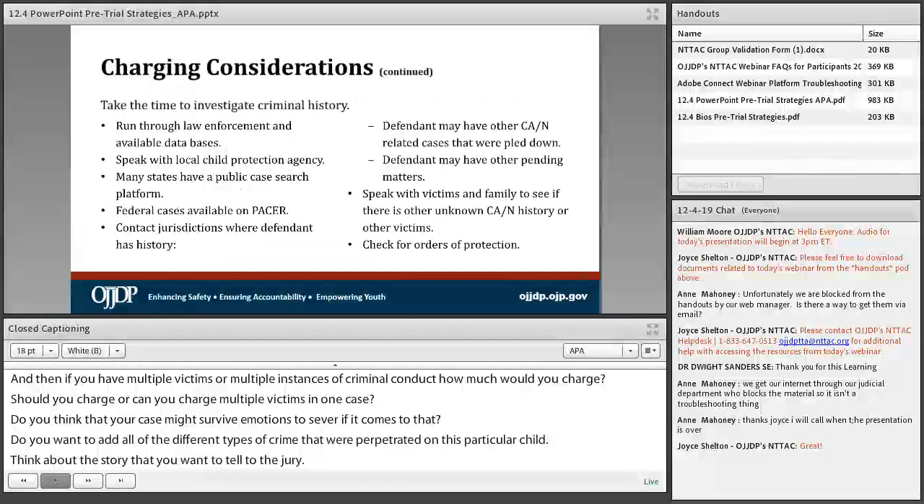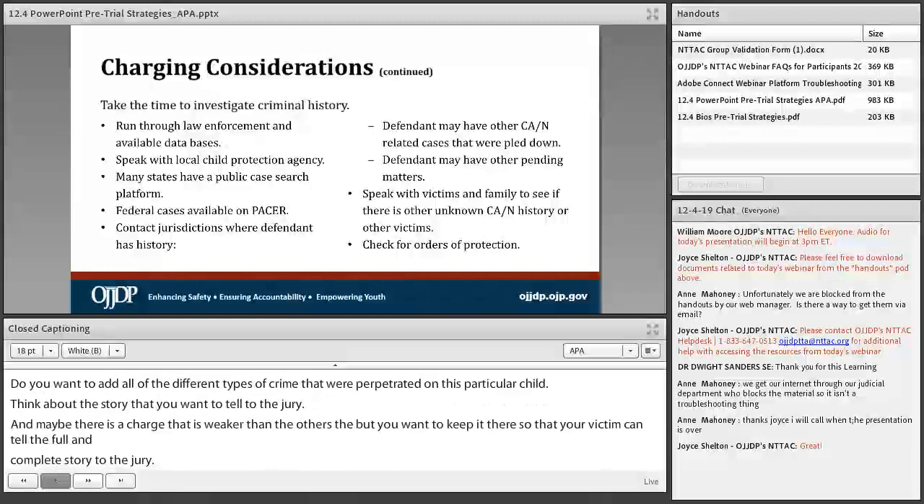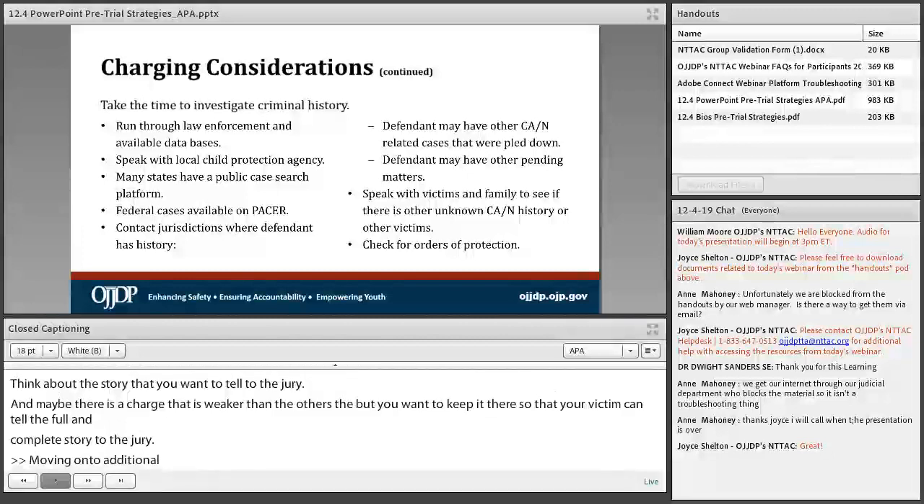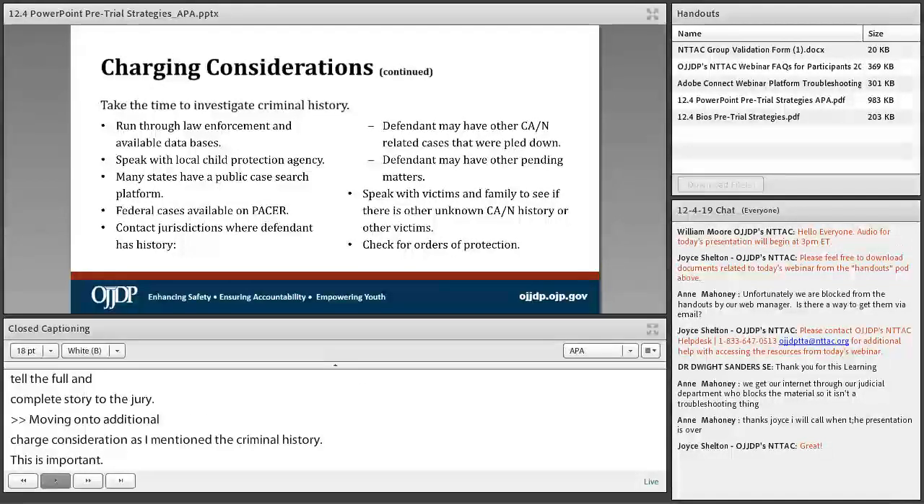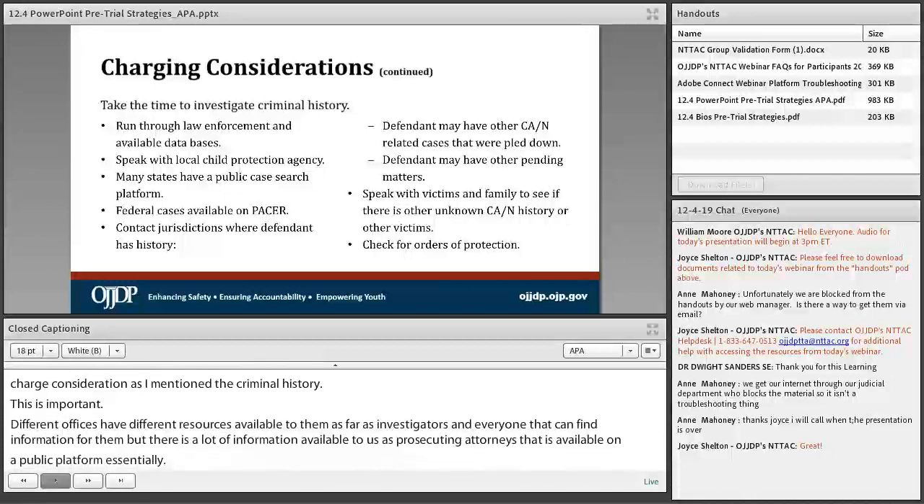Moving on to some additional charging considerations, as I mentioned, the criminal history. I think this is very important. And I know different offices have different resources available to them as far as investigators and everyone that can find information for them. But there is a lot of information available to us as prosecuting attorneys that's available on a public platform, essentially. Your law enforcement and investigators should have access to the obvious, which is their databases. But take the time to speak with your local child protection agency to see if maybe your victim has hit their radar once, or maybe even your perpetrator has hit their radar.